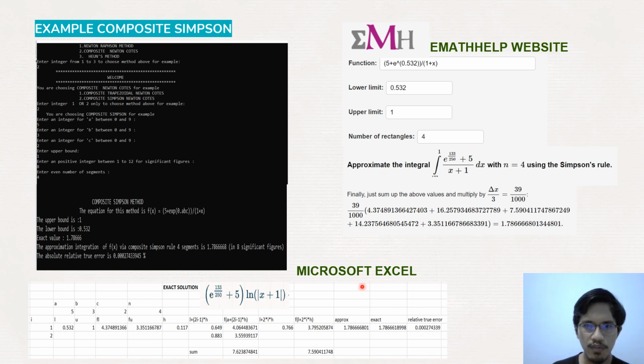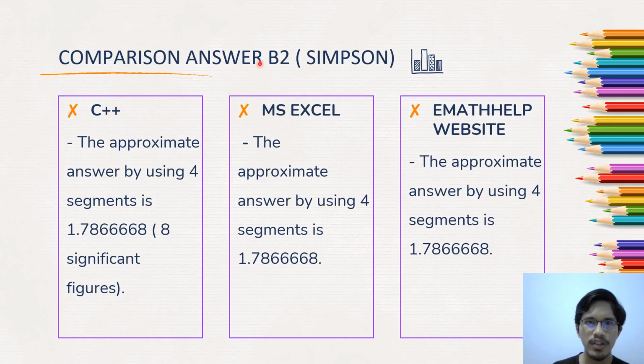In this part, I use Microsoft Excel and the eMathHub website to compare my answer with C++. So in this B2 Simpson, the approximate answer is 1.7866668 in 8 significant figures. Same goes for Microsoft Excel, and same goes for the eMathHub website.